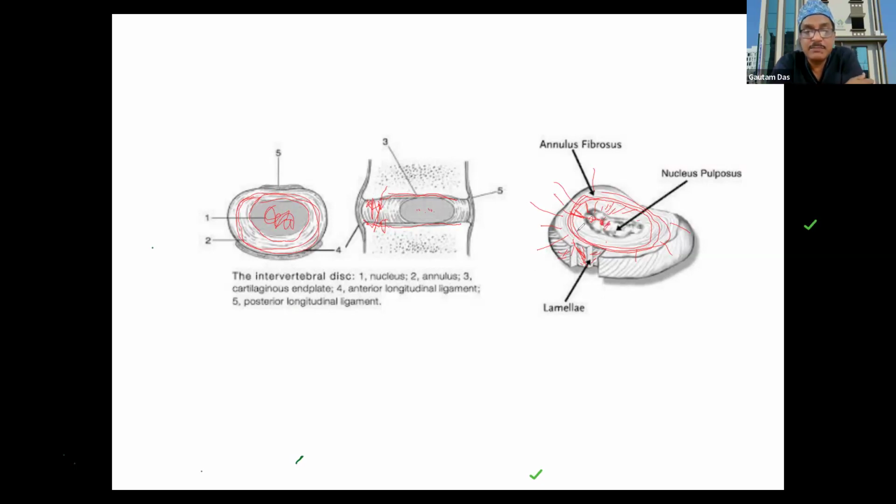Now, what about the nucleus pulposus? Nucleus pulposus has 80% water. How is the water retained? Why is the water not coming out from inside out? The answer is, it is having the large aggregate and glycoprotein molecules.